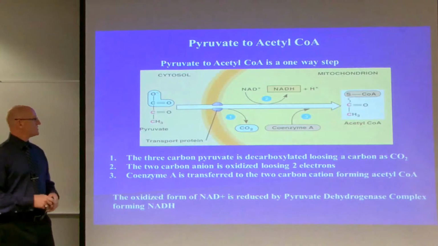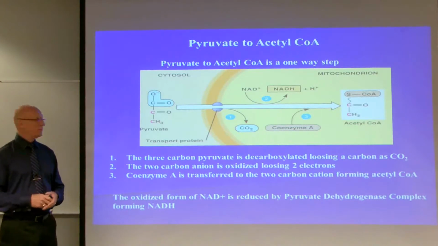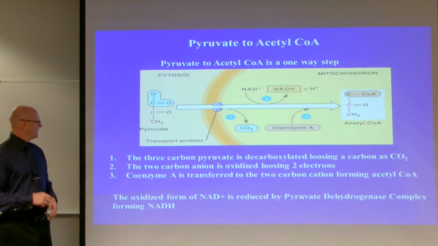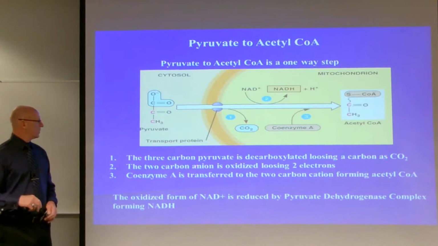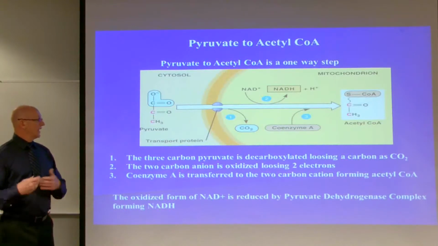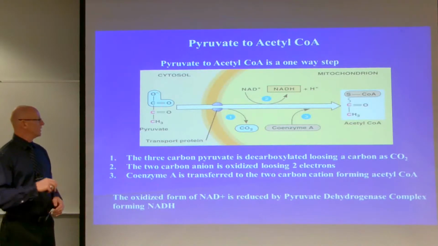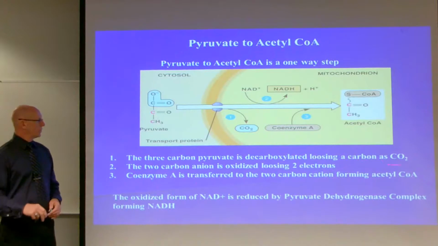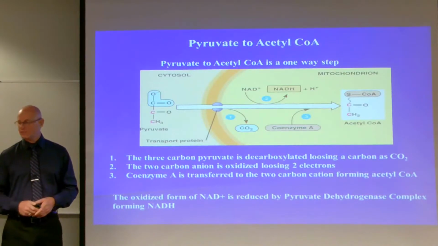So the 3 steps here are done with the enzyme pyruvate dehydrogenase complex. It's a 3-step process, and it's a very big complex. And we're not going to go over that at this point, but again, the 3-carbon pyruvate is decarboxylated, losing the carbon dioxide. The 2-carbon anion here will then lose 2 electrons, and that will reduce NAD. And then the coenzyme A is transferred to this 2-carbon cation, forming the acetyl-CoA. And the oxidized form, NAD plus, is reduced by pyruvate dehydrogenase complex, forming the NADH.